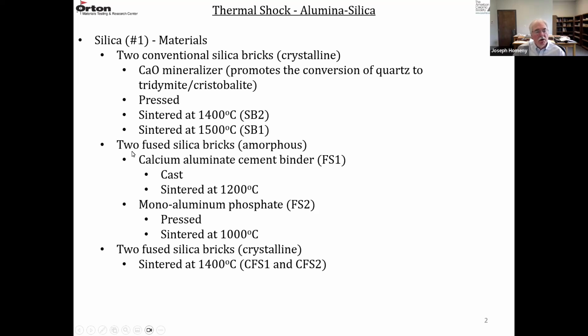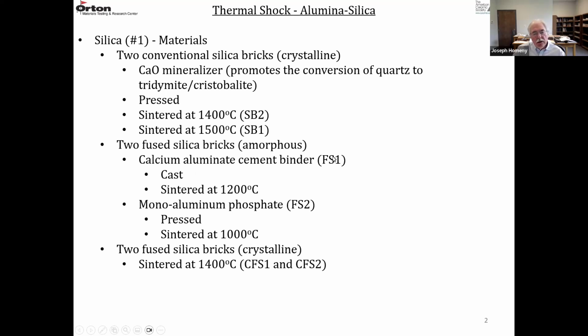And then there were two other commercially available fused silica bricks. These are mostly amorphous. There's some cristobalite and tridymite present. Actually, when I show the chemistry, I think there's 20 or 30% crystalline material present in these amorphous bricks. One of these bricks, fused silica 1, was based on a calcium aluminate cement binder. So it was a cast product and sintered at 1200 degrees C. And fused silica 2 was a mono aluminum phosphate binder. It was pressed and sintered at 1000 degrees C.